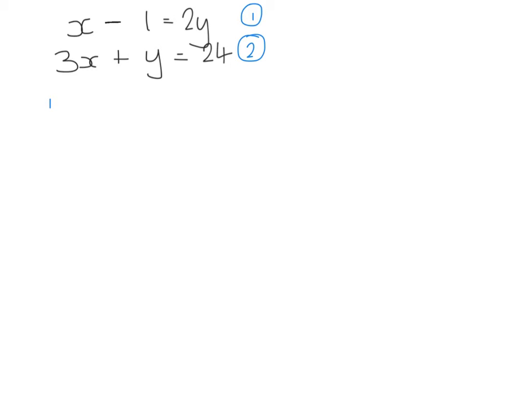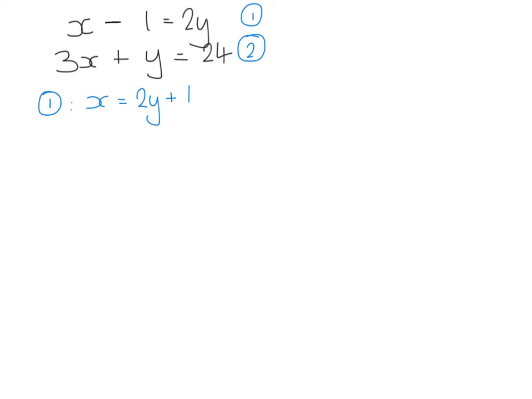Equation 1 looks nicer, so I'm going to pick that. And I can either make x or y the subject of it. Now to make x the subject, I'd have to add 1, so that would be fine. Or to make y the subject, I could divide by 2. That would be fine too. But if I want to avoid fractions, it would be easier to make x the subject. So x is equal to 2y plus 1.